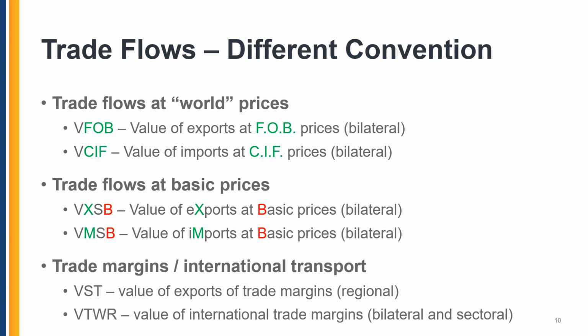There are also additional trade-relevant headers that relate to trade margins. VST is the value of exports of trade margins, or exports of international transportation. VTWR is also the margins on international trade, but this is disaggregated bilaterally, as well as by sector.